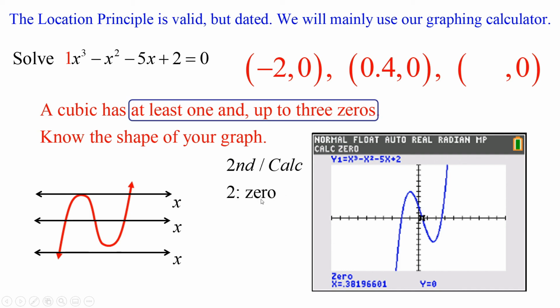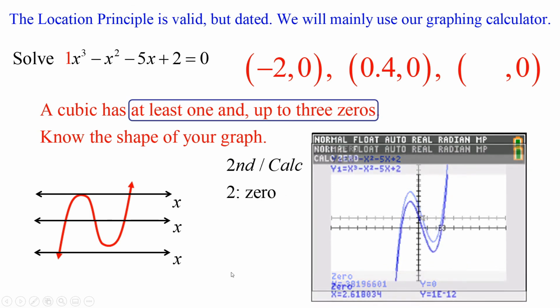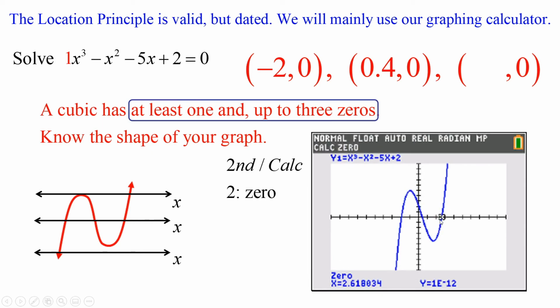Second calc 2, 0, one more time. And then left bound, hit enter. Right bound, hit enter. And remember to move your cursor on the curve, only use your left and right arrows. And then my guess, I hit enter again. And this root is approximately 2.60. So that's how we use technology. A little more efficient than the bisection method, by the way.